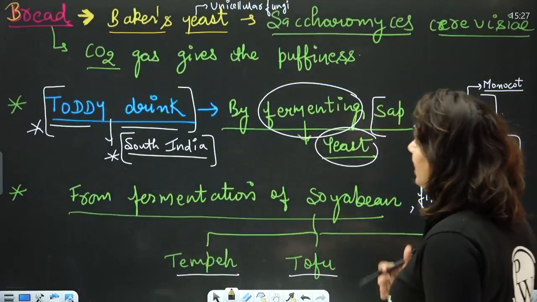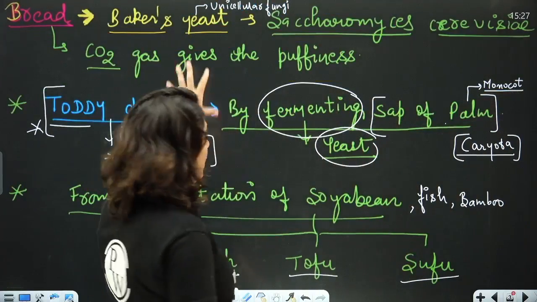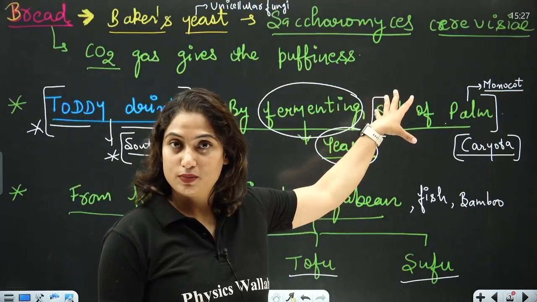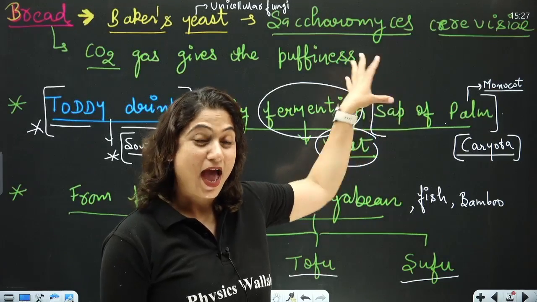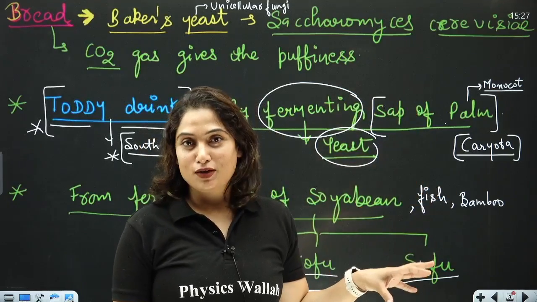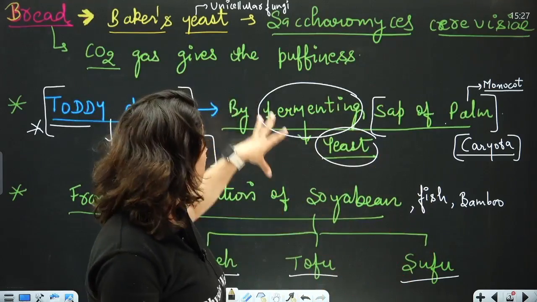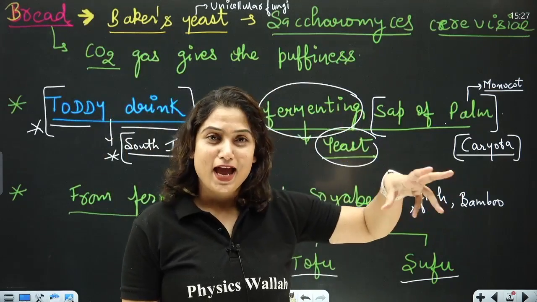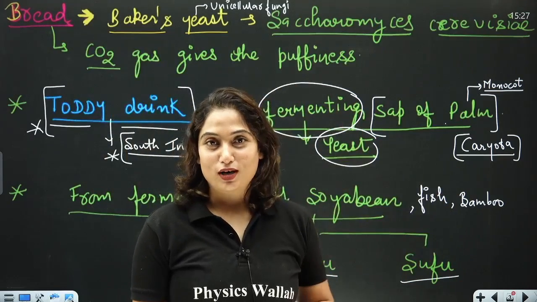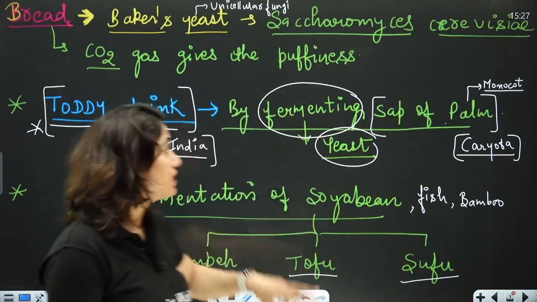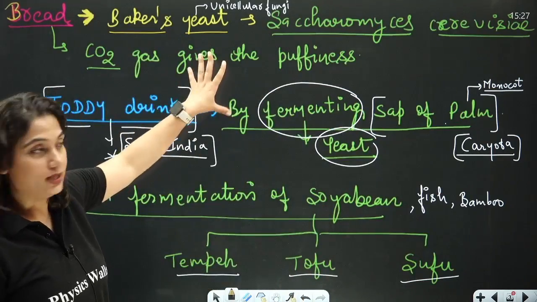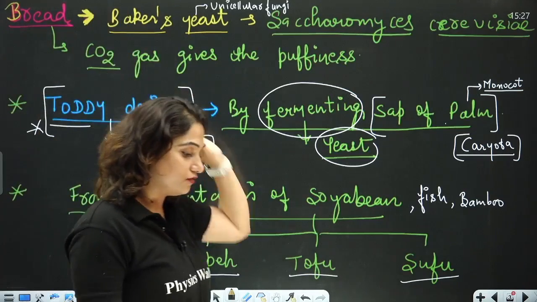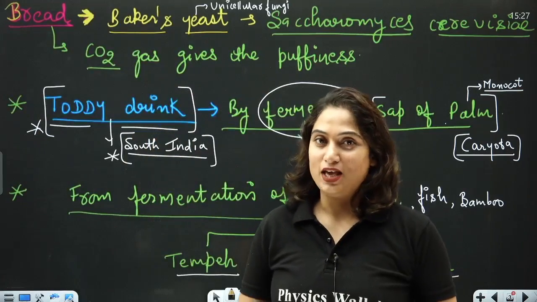Let's move on. Now we know a very important organism, that is yeast. You know, yeast is a member of Ascomycetes. It is a unicellular fungi, and it is used both in the formation of bread in the bakeries, and it is also used in the formation of alcohol. So that is why yeast is also called as baker's yeast or brewer's yeast, right? Because yeast is helpful in the formation of bread, that is why it is called as baker's yeast.